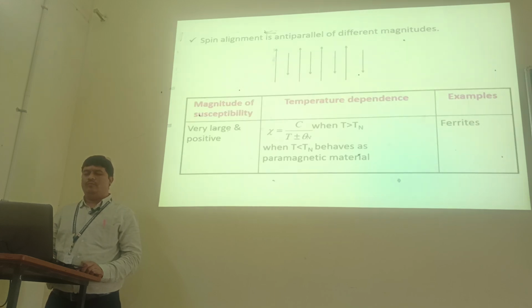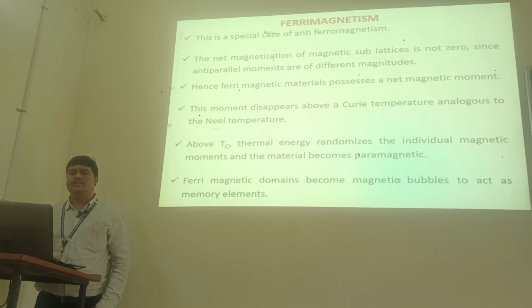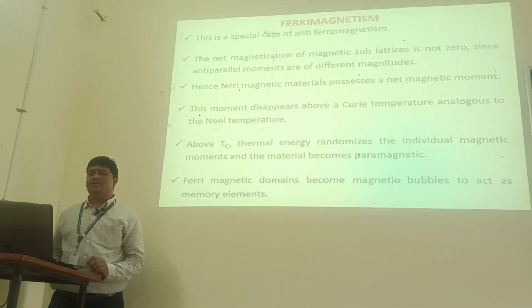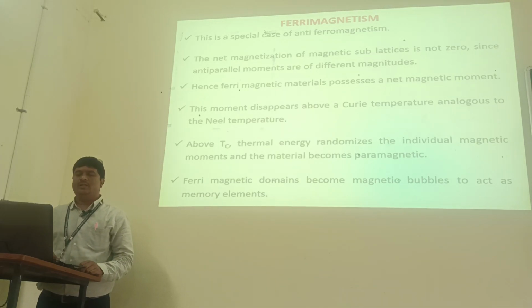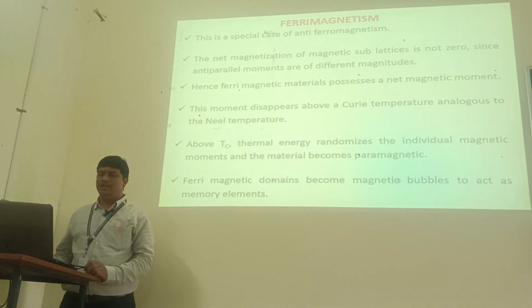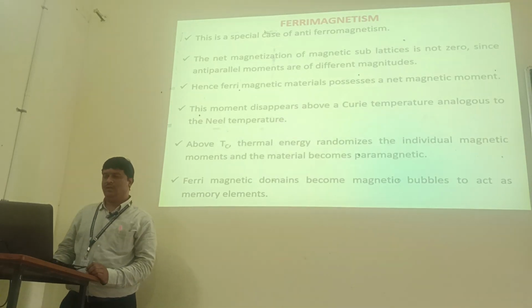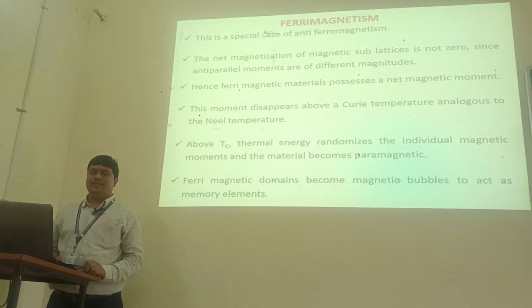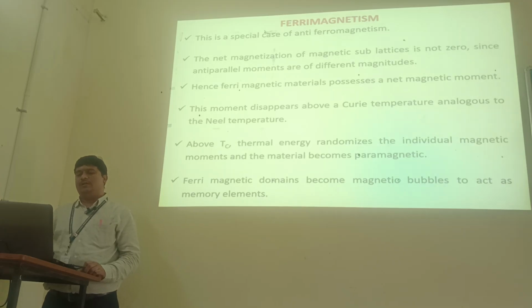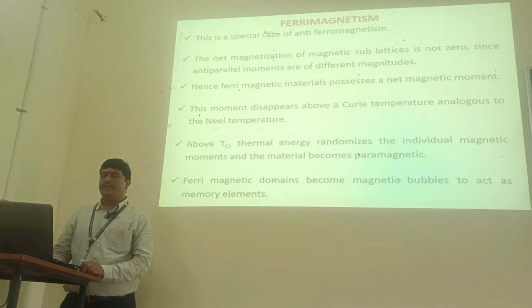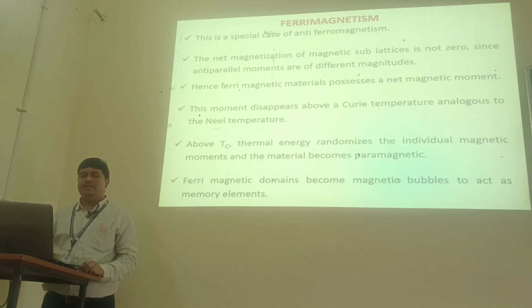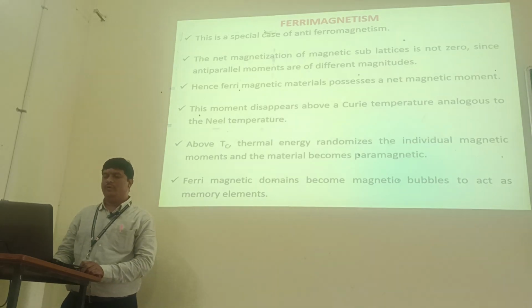The net magnetization of the magnetic sublattices is not zero since the antiparallel moments are of different magnitudes. Hence, ferrimagnetic materials possess a net magnetic moment. This moment disappears above a Curie temperature, analogous to the Néel temperature. Above the Curie temperature, thermal energy randomizes the individual magnetic moments and the material becomes paramagnetic. The magnetic domains become magnetic bubbles to act as memory elements.